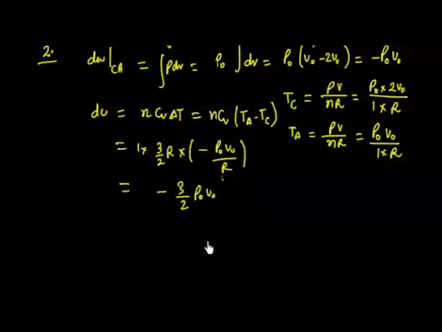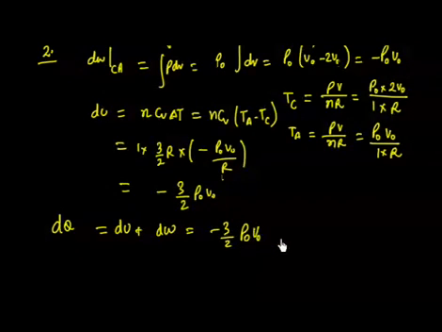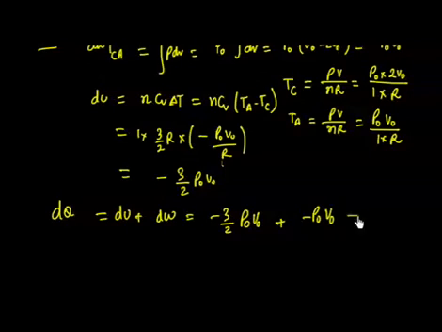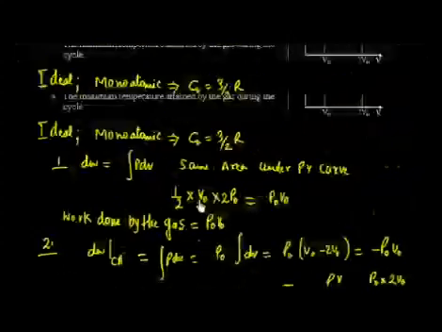So now we can calculate dQ. dQ is nothing but dU plus dW, and dU is minus 3/2 P0 V0. And what is dW? dW is again minus P0 V0 in this process. So this total is minus 5/2 P0 V0, which is the dQ in this process. So this is the dQ for path CA, minus 5 by 2 P0 V0.